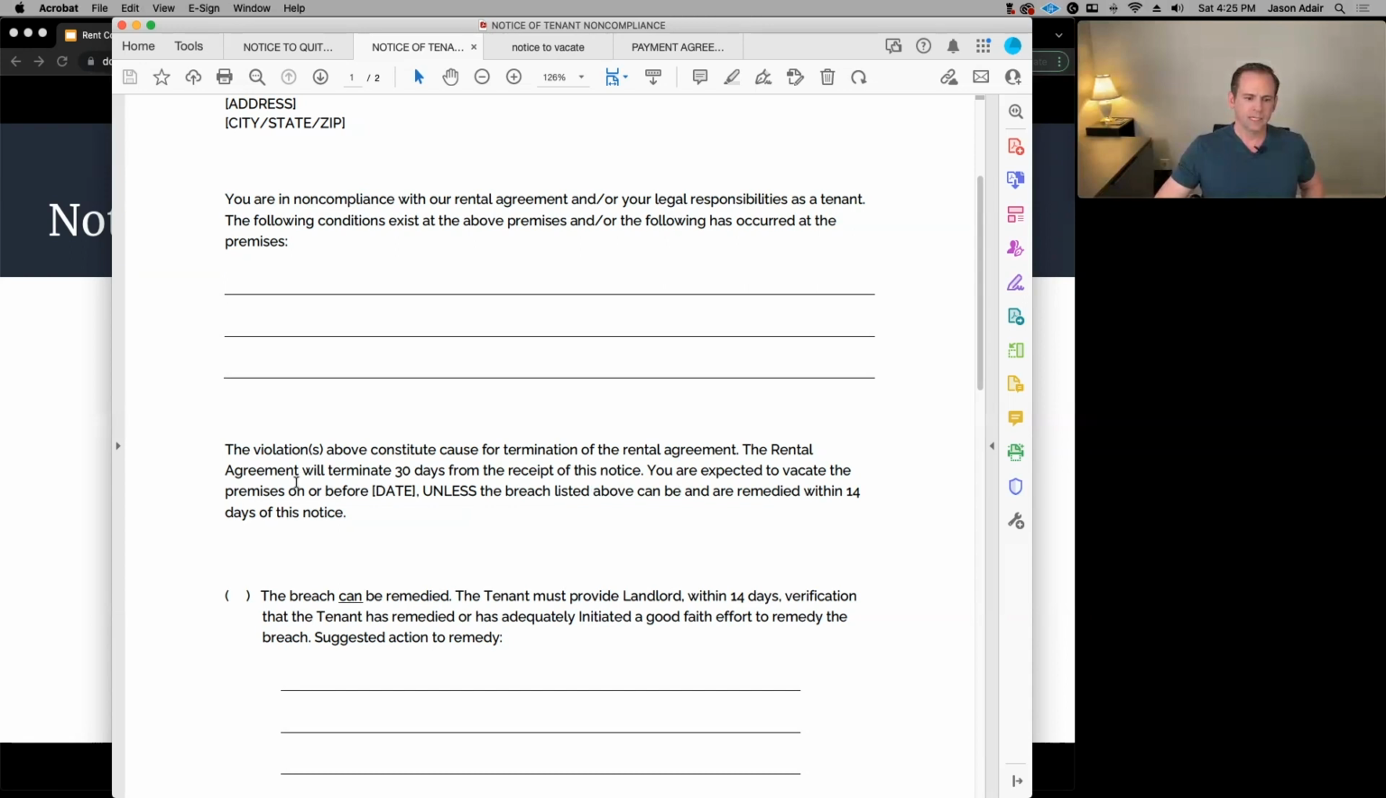You are expected to vacate the premises on or before such a date unless the breach listed above can be and are remedied within 14 days of this notice. So that is basically saying that in this situation, we are giving you your right to cure, because usually there's a right to cure requirement when it comes to this type of stuff within the court system to be able to proceed. And if you've given them the right to cure and they didn't cure it, or if they violate it over and over again, then the court will allow you to go on and move forward with this. And then give them what that remedy is.